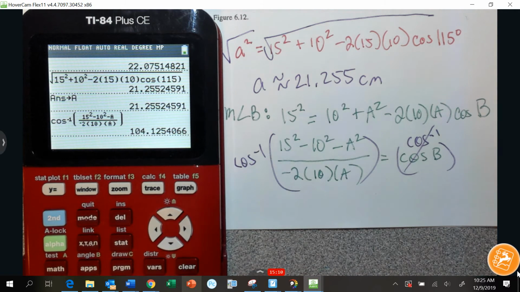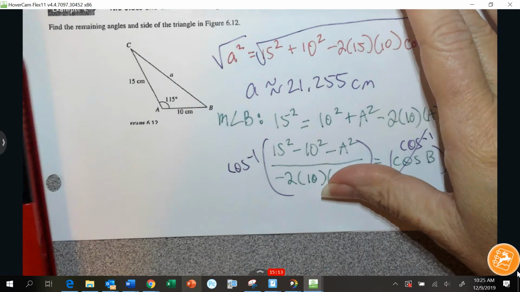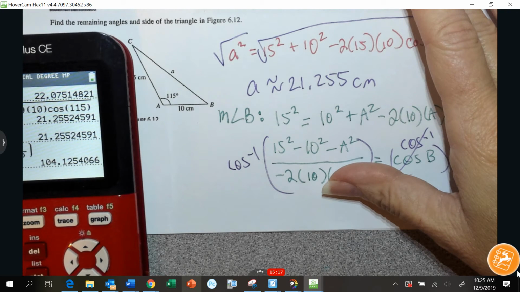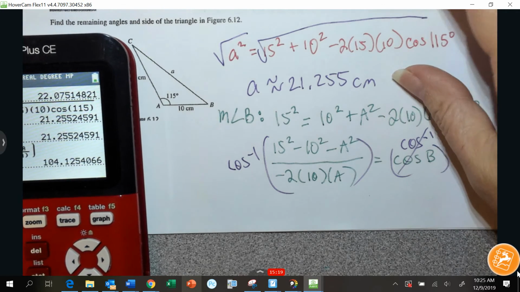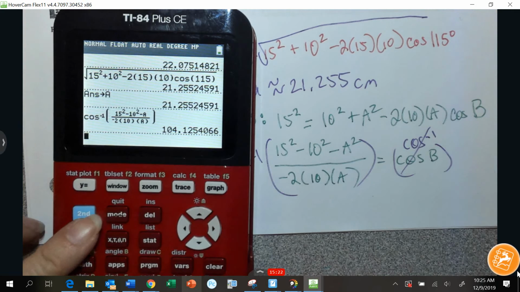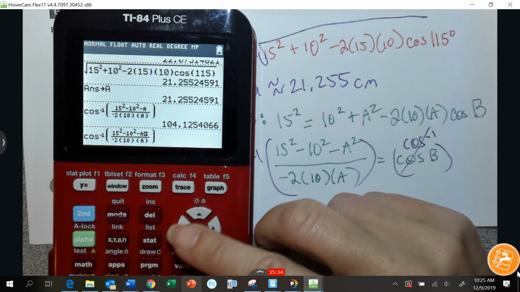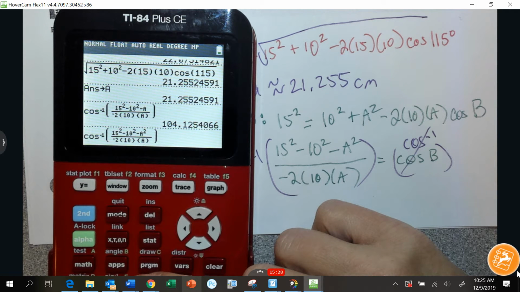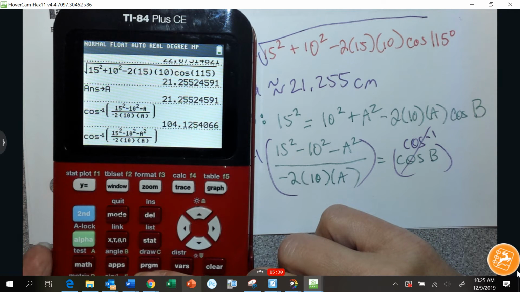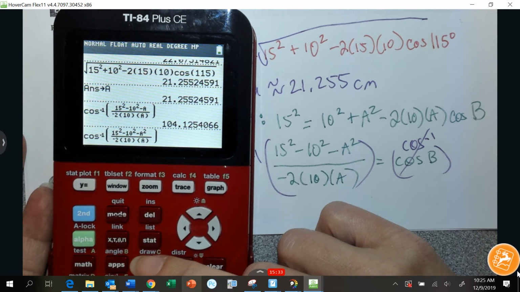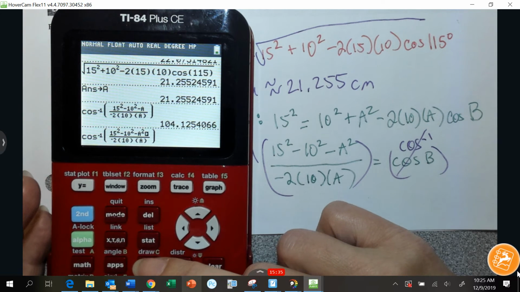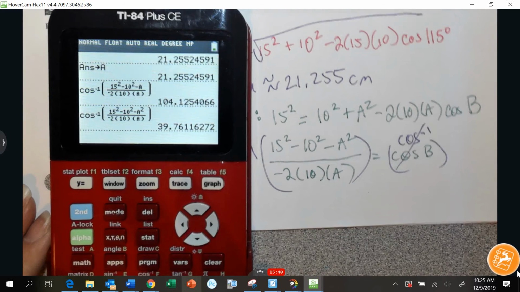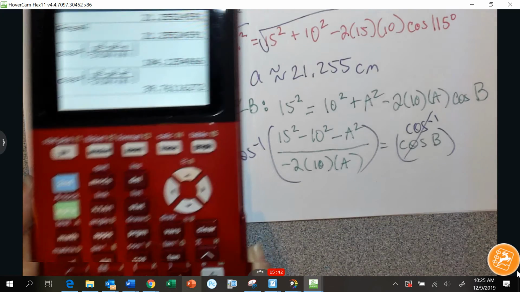So I got 104. Does that look right? That can't be right. What did I do wrong? Oh, I forgot to square my A inside. See how I can look at my answer and not just write it down because it popped up on the calculator, but I think about it and say, this can't be right, I must have made a mistake. I learned to do that because I make a lot of mistakes. 39.761 seems a little bit more reasonable.